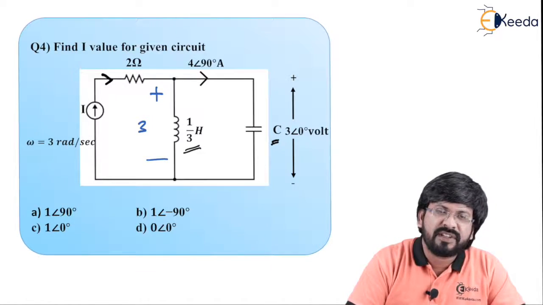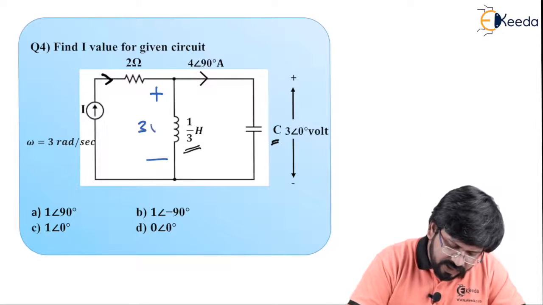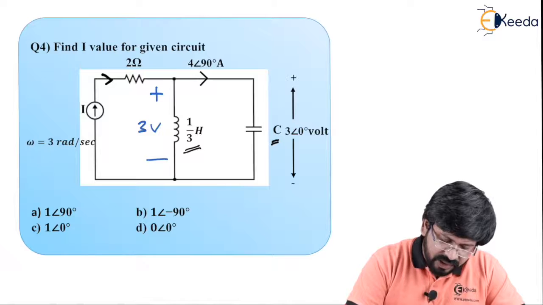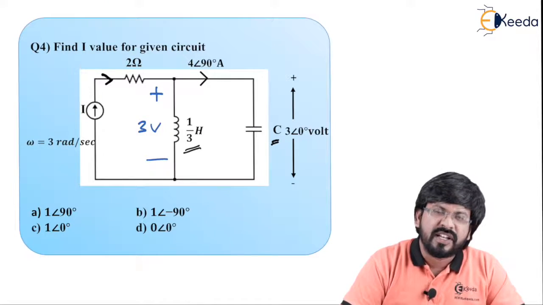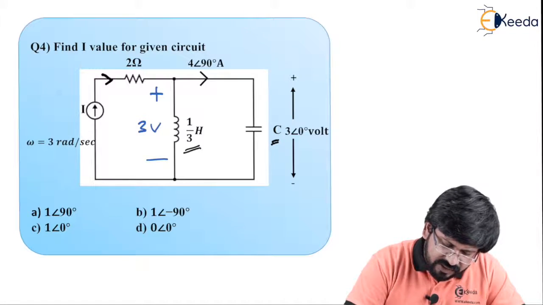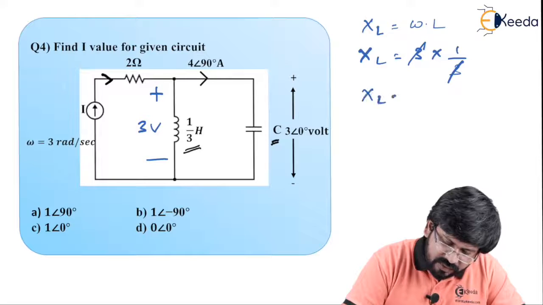Or as I said, if the angle is 0 degree, you can actually ignore that angle and you can say plus minus 3 volt only. Am I right? After this, inductor value is known, but reactance value of the inductor is not known. But we know the fact that XL is given by simply omega times L. Or I can write XL equal to omega, which is given as 3, into L value, which is given as 1 by 3 Henry. 3 gets cancelled. XL becomes 1 ohm.